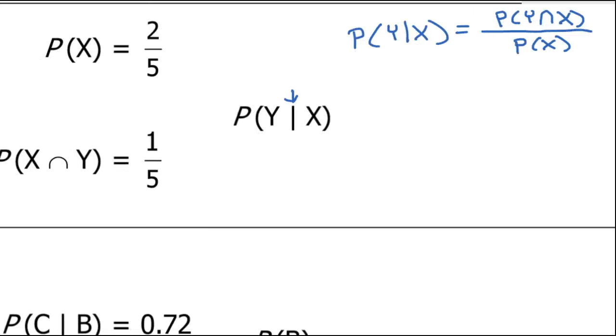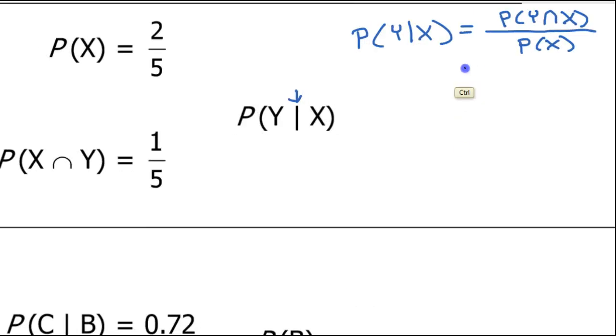Now let's look back and see how much of that we have. So we are given the probability of x and the probability of x and y. We're given the numerator and the denominator, so let's write that down. So the probability of y given x will equal, okay, in the numerator we have y and x, so that's this 1/5. In the denominator I have the probability of x, that's 2/5. So it's a matter of 1/5 divided by 2/5.